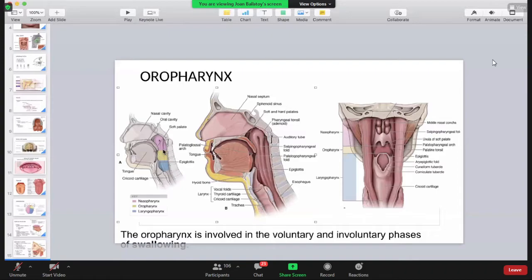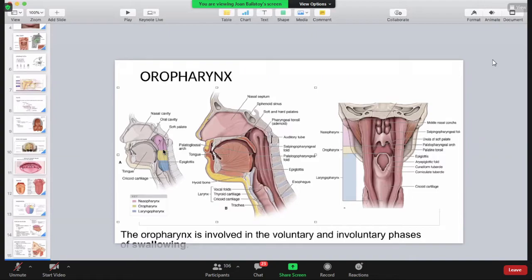The oropharynx is involved in the voluntary and involuntary phases of swallowing. So both voluntary and involuntary swallowing, your oropharynx is involved in it. All right? So remember that. Now, the oropharynx is around 2 to 3 centimeter wide and 3 to 4 centimeter long. And it is situated behind your oral cavity.